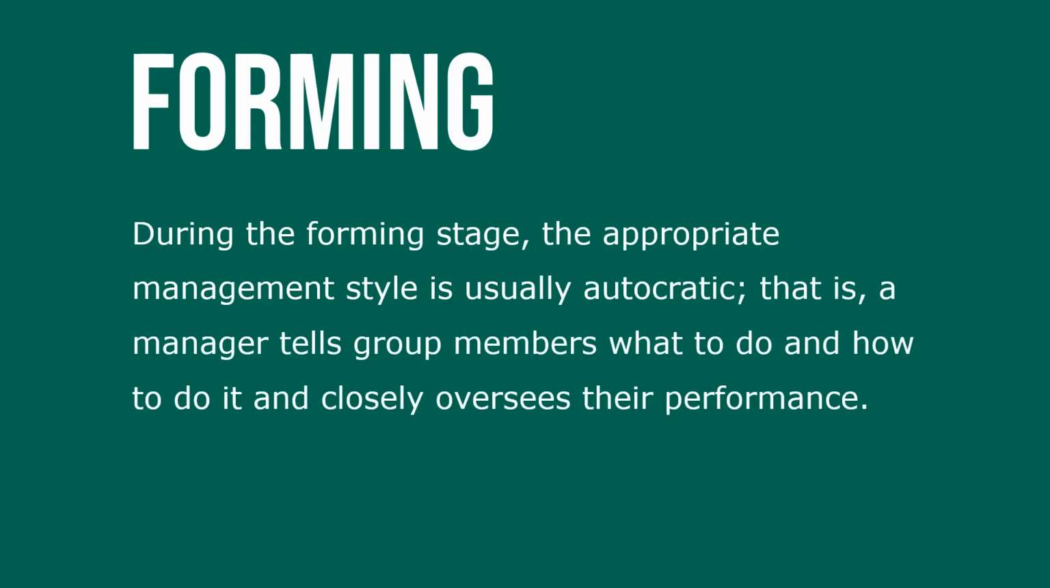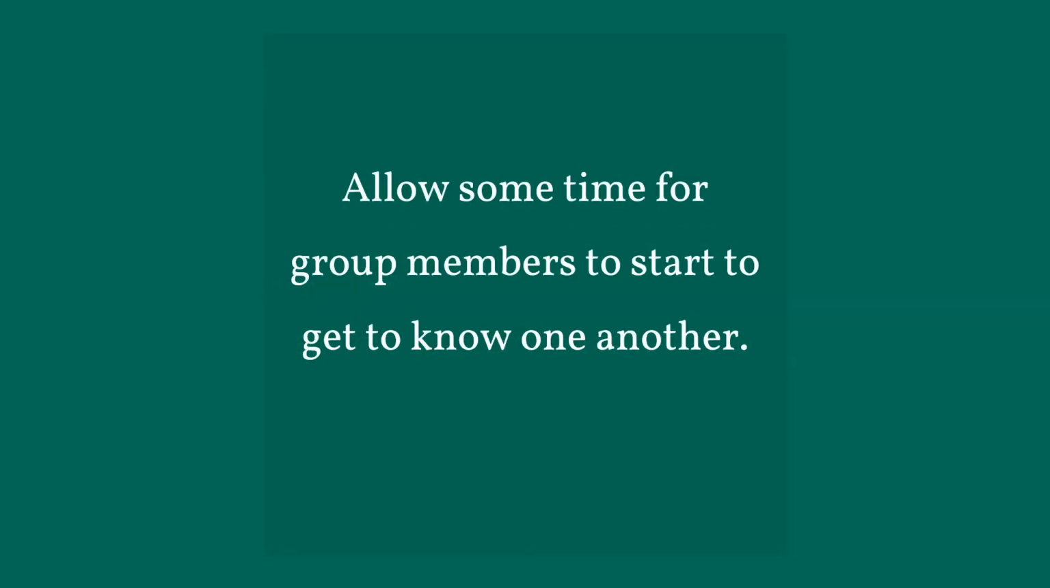During the forming stage, the appropriate management style is usually autocratic. That is, a manager tells group members what to do and how to do it and closely oversees their performance. Allow some time for group members to start to get to know one another in this stage.